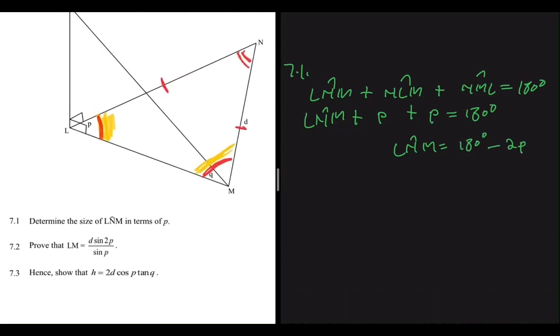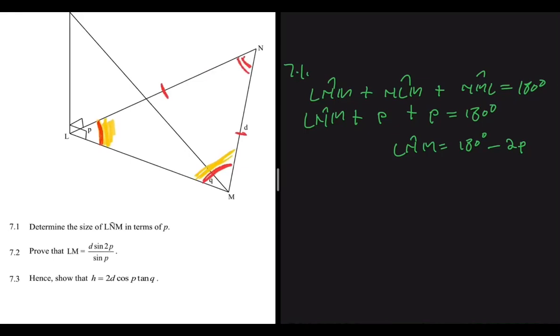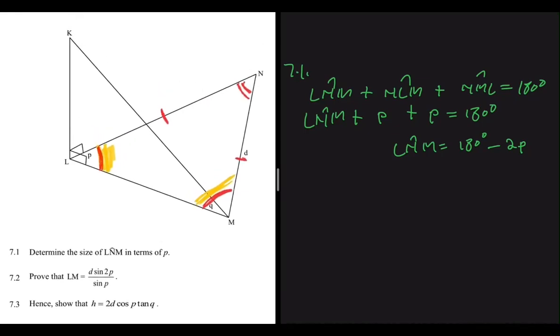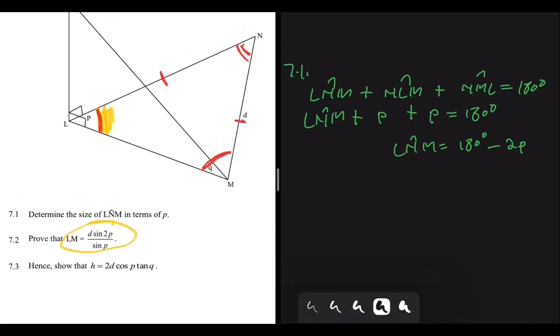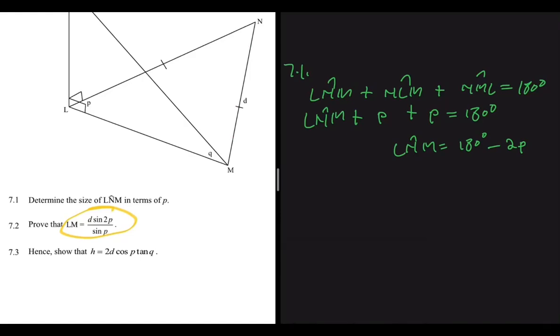The next question says let's prove that LM is equal to D multiplied by sine of 2P divided by sine of P. Let me just clear the sketch so that we can navigate with ease. You can see in the statement that is supposed to be proved that there's a lot of sine there. So what I would try to apply first is the sine rule. And if the sine rule doesn't work, then I can try to use other rules we have.